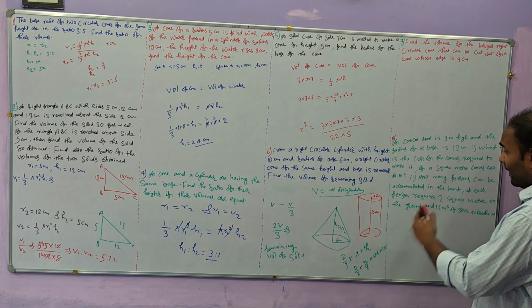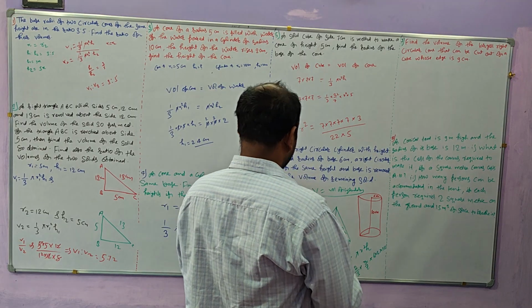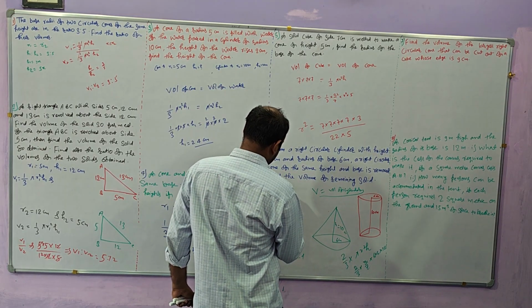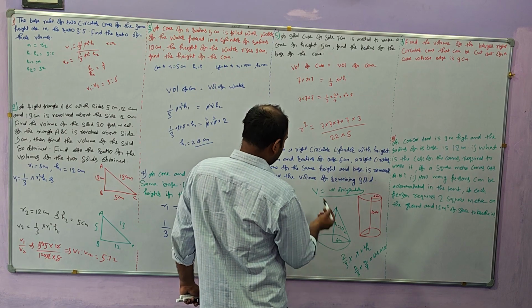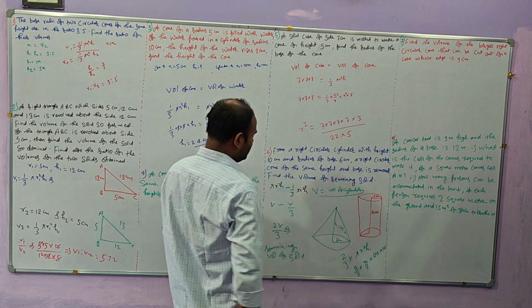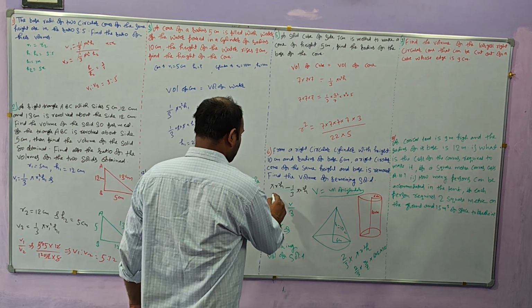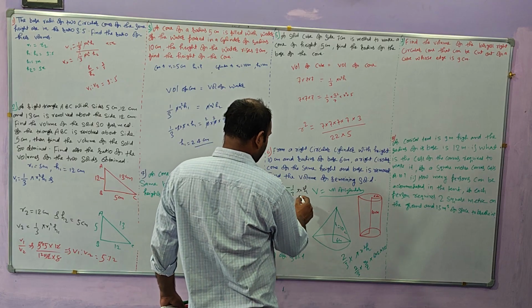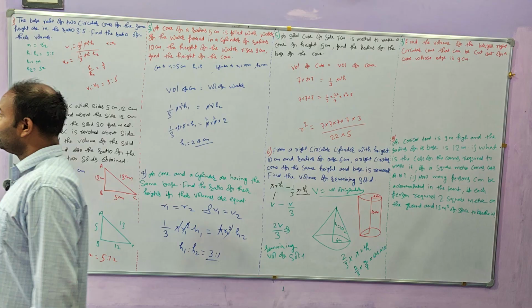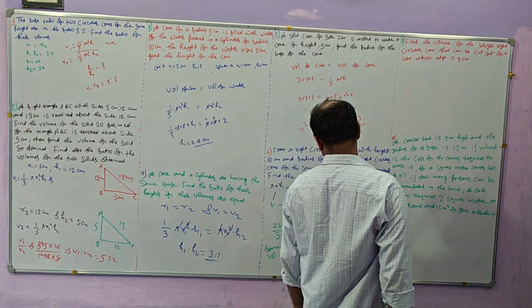Otherwise, we can also find it like this: the volume of the cylinder is pi r square h, minus the volume of the cone, which is 1 upon 3 pi r square h. The volume of the cylinder is this, and we just need to take 1/3 of it, V upon 3, subtract it, and we get the remaining solid.